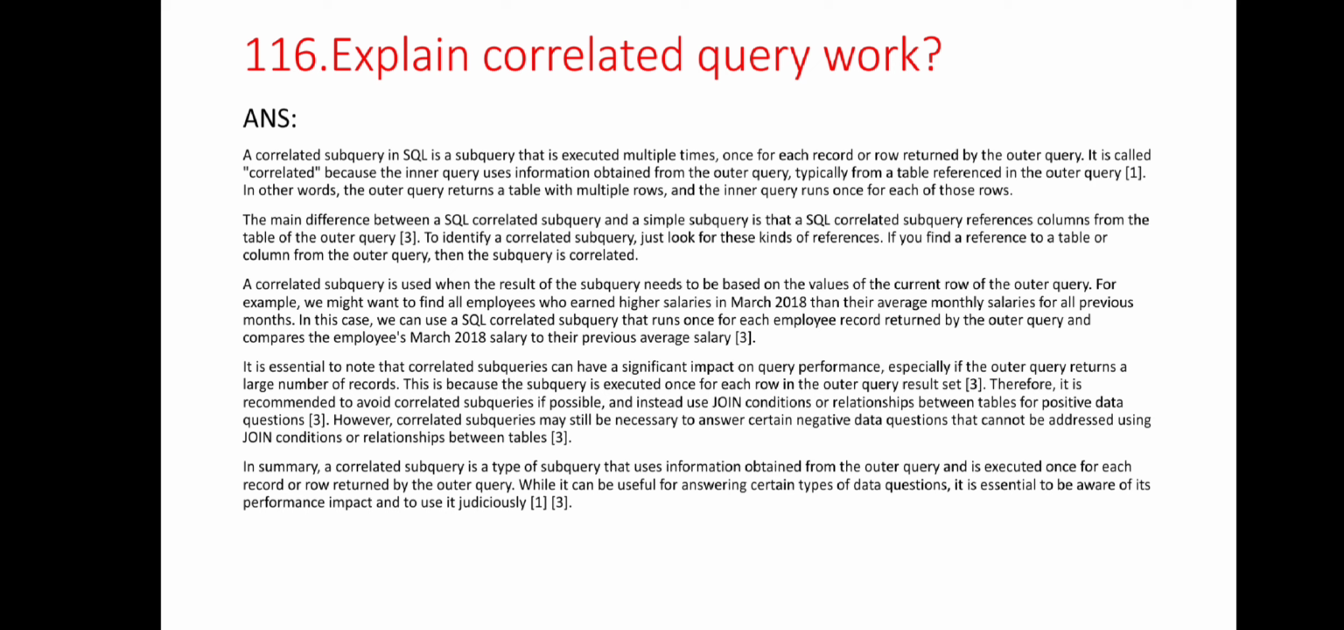In summary, a correlated subquery is a type of subquery that uses information obtained from the outer query and is executed once for each record or row returned by the outer query. While it can be useful for answering certain types of data questions, it is essential to be aware of its performance impact and to use it judiciously.